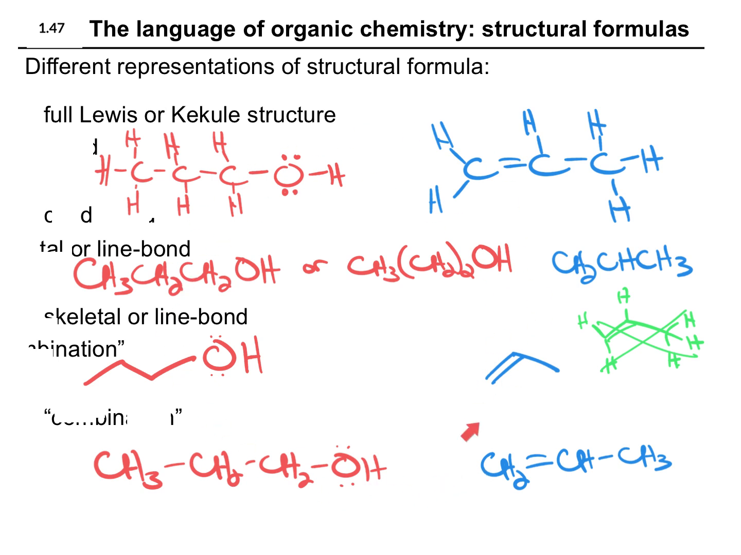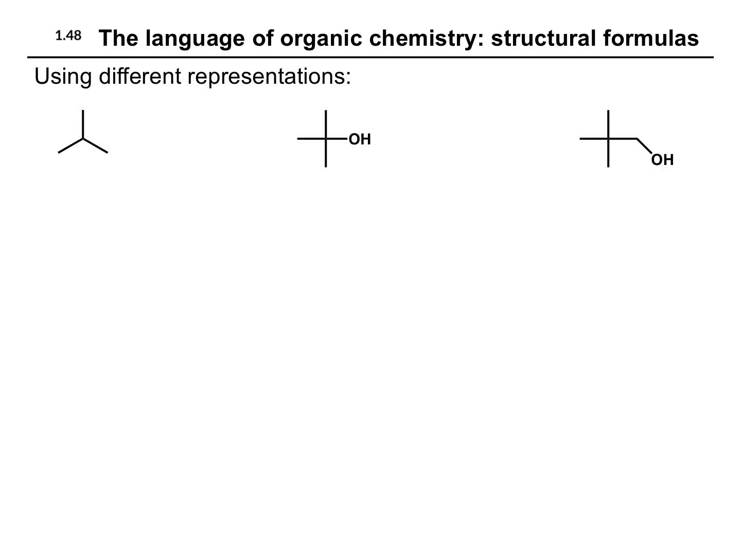You'll also need to be able to read and understand any of these interpretations, because what I use might be different from what you see in lab, and that might be different from what you see in the textbook. So practice drawing structures, practice translating structures from one to another, and that will be really, really helpful for you to gain proficiency. Next, let's practice with a few more structures.